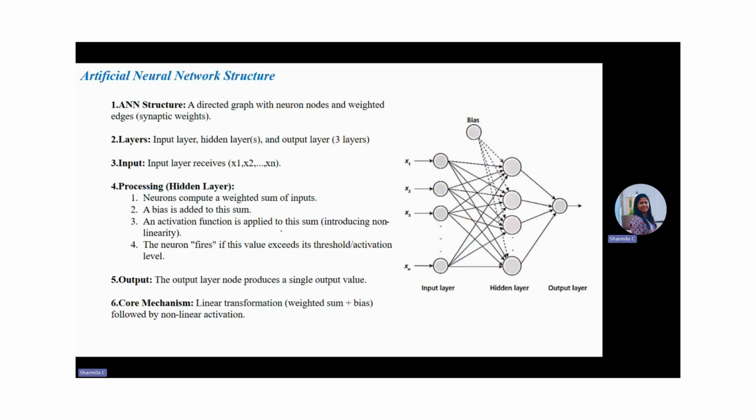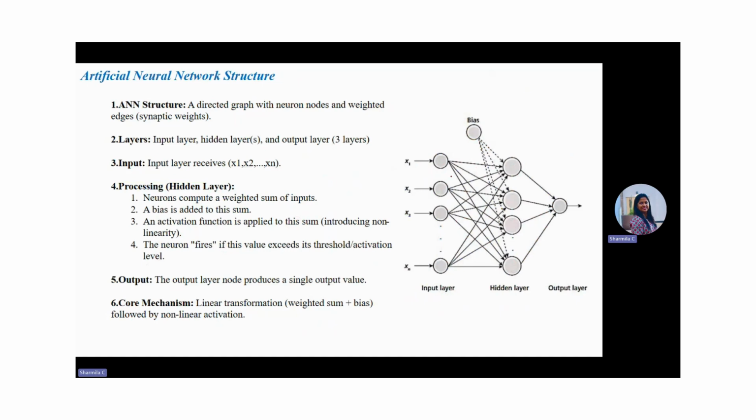Fine. So if you consider the network structure of the artificial neural network, this is how we can consider the network of neurons, which typically consists of 3 layers. First, we have the input layer, then the hidden layer, followed by the output layer. So the ANN structure is nothing but a directed graph with the neuron nodes and the weighted edges. As I told, the inputs are always associated with weights. Even for the hidden layers, we are getting the input from the previous layer, so even these are associated with some weights.